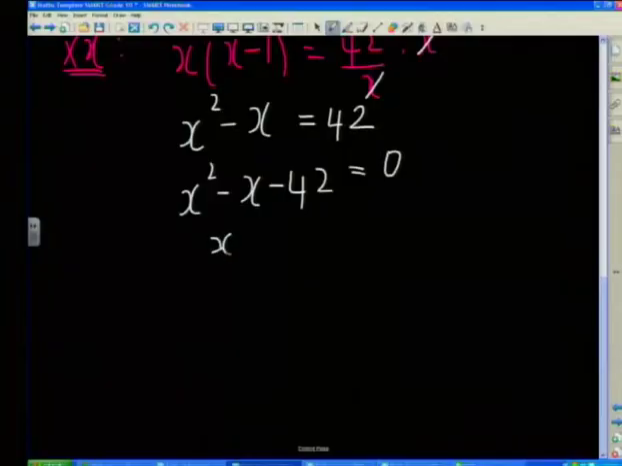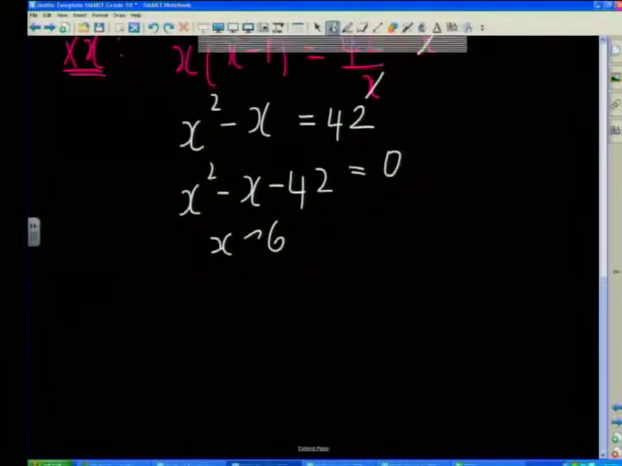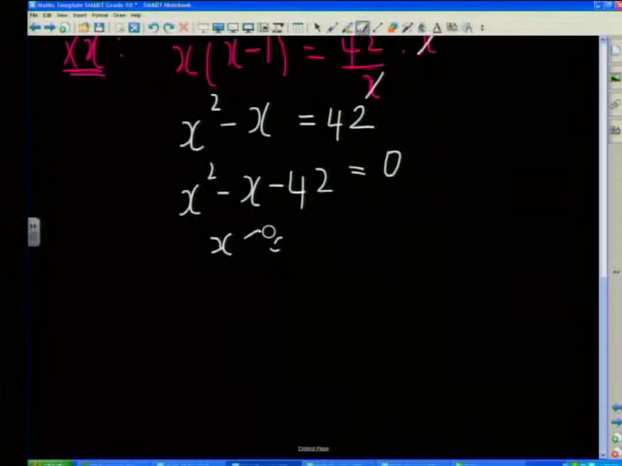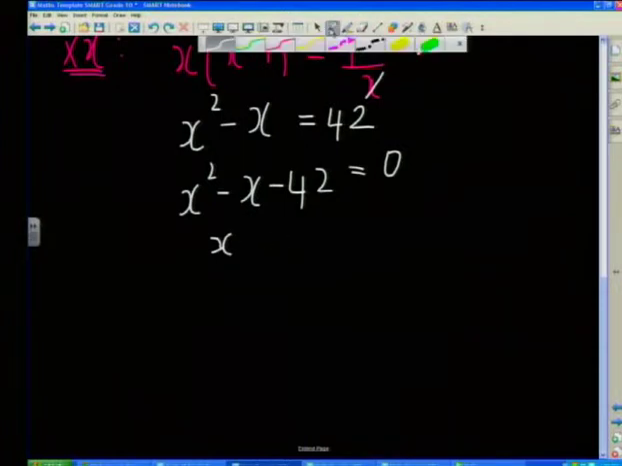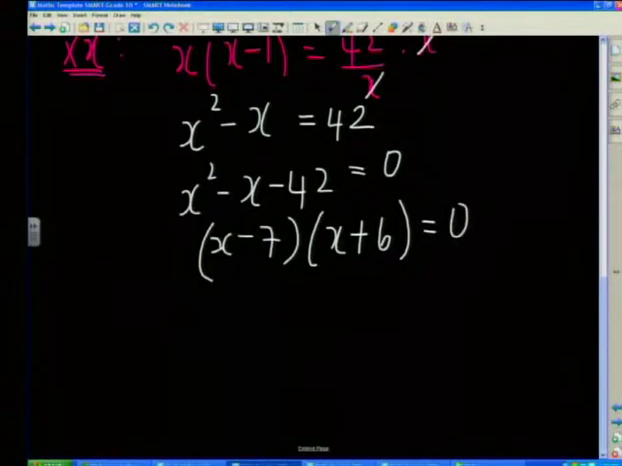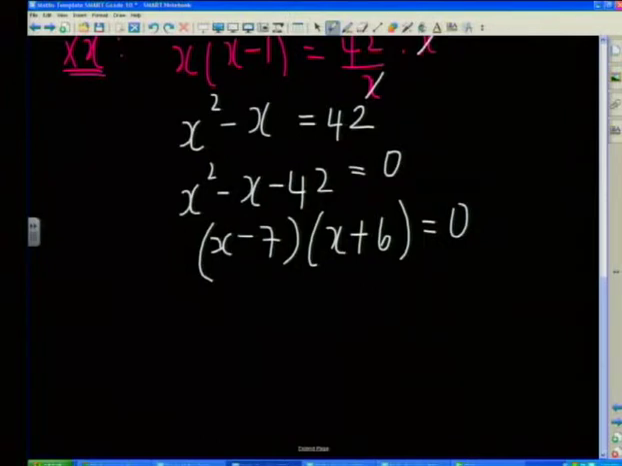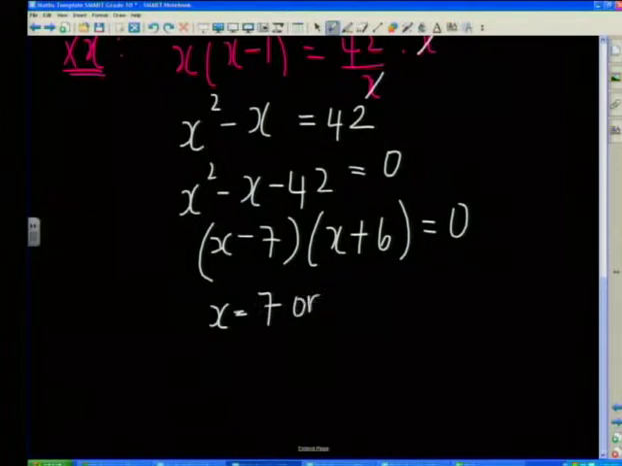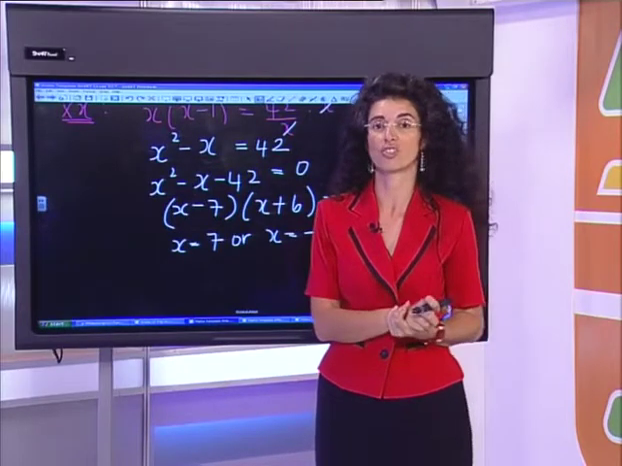we've got x minus 7 and x plus 6 equals 0. So we've got negative 7 plus 6 is negative 1, and negative 7 times 6 is negative 42. So x equals 7, or x equals negative 6. That is what an equation does. It gets you to finite values in your solution set.